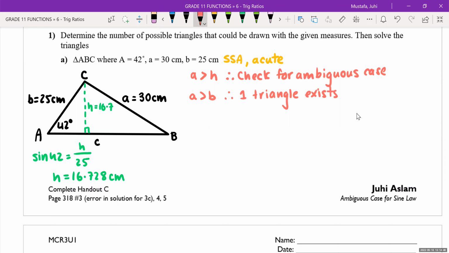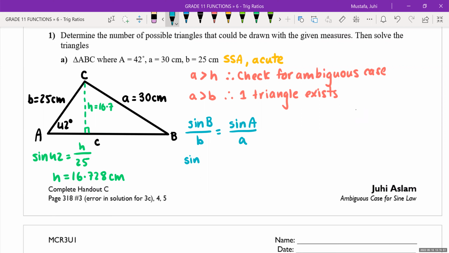Okay, now the question says solve the triangle. So that means we're going to go ahead and use sine law and just solve for the rest of this triangle. Sarah? We're basically looking for angle C, side length C, and angle B. Because I know this is sine law, I'm going to start by finding angle B, and I'm going to use sine law to do it. So it's going to be sine B over side length B is equal to sine A over side length A. This is our lesson from yesterday.